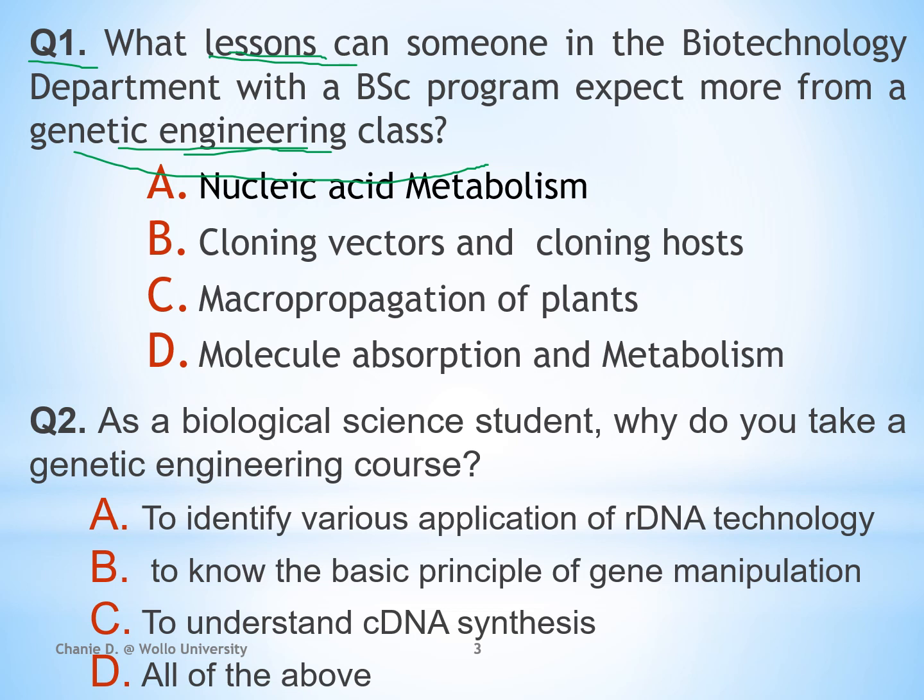So in this question, which type of lessons are expected in genetic engineering class? Choice A says nucleic acid metabolism. This is not that appropriate for genetic engineering class. B, cloning vectors and cloning hosts. Yes, this is correct. C, micropropagation of plant. This is not appropriate for the course genetic engineering; it is not a direct lesson. D, molecular absorption and metabolism. This is not a direct class for the course genetic engineering. So from those given alternatives, B is the correct answer for question number 1.